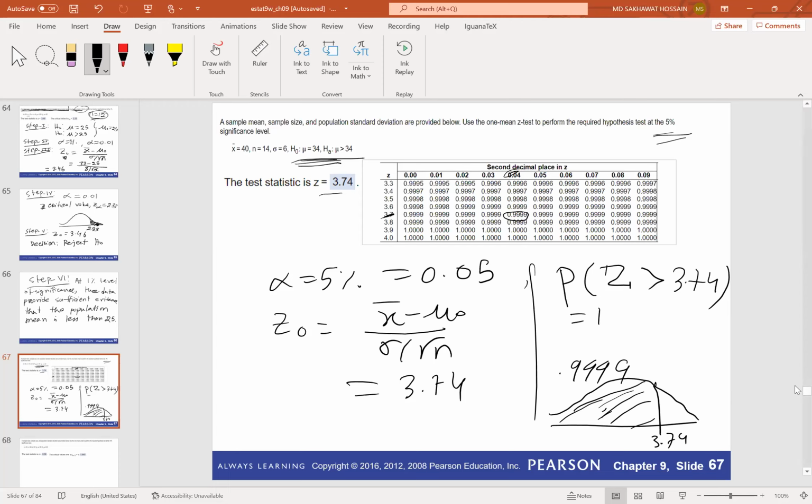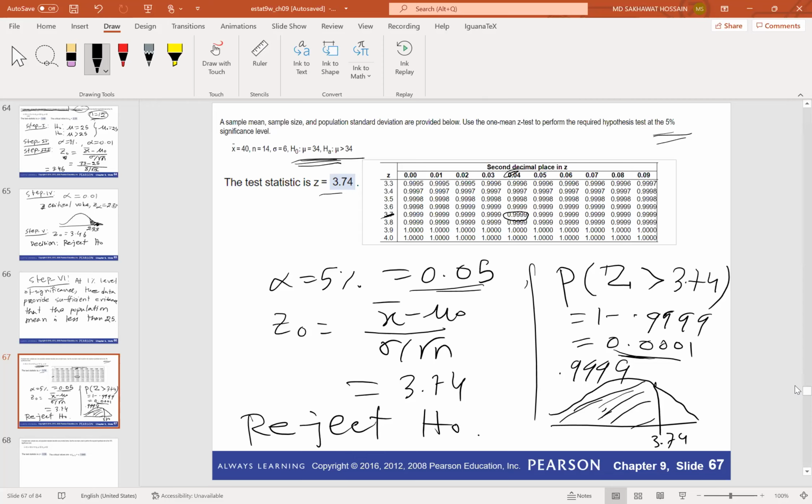So that means it will be 1 minus 0.9999, which is 0.0001. So the p-value is 0.0001, which is very, very small compared to the alpha value. Since the p-value is very small, we reject the null hypothesis. So in this case, we reject the null hypothesis.